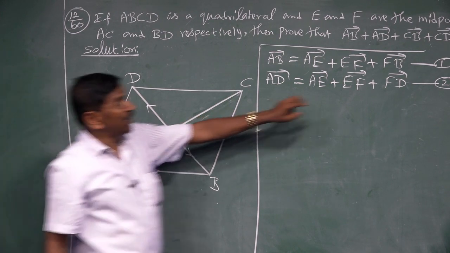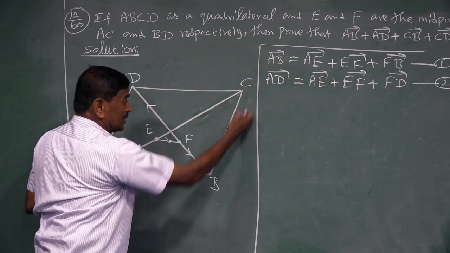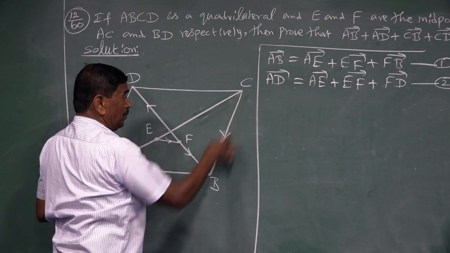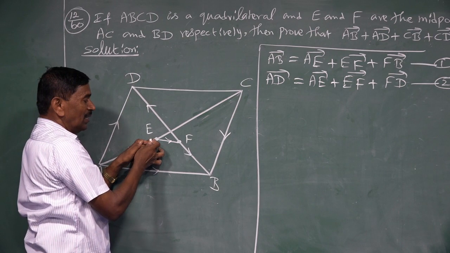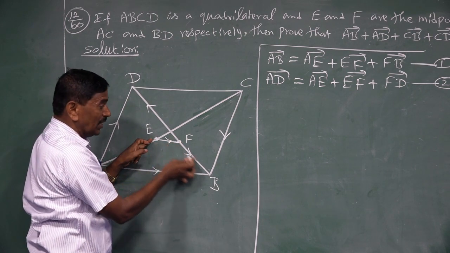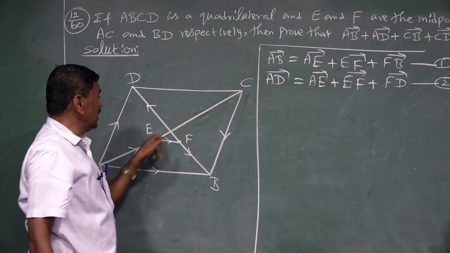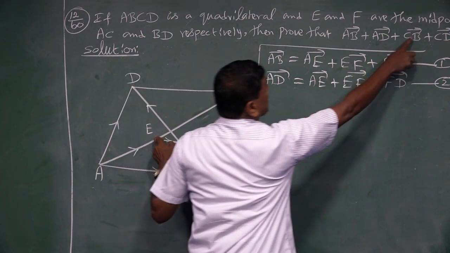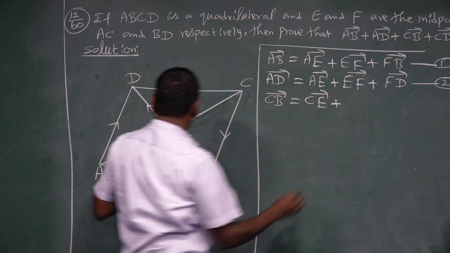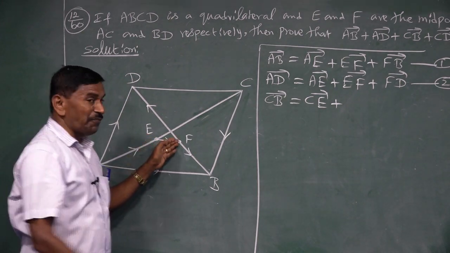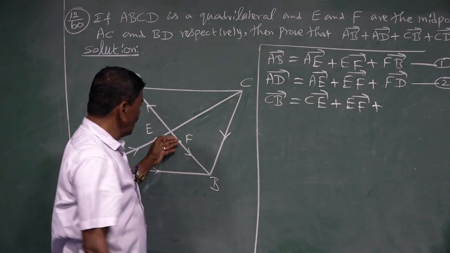Okay, now come to the third term, CB vector. Where is the CB vector? Yes, listen, CB vector is equal to CE vector plus EF vector plus FB vector. Very good. Listen, CB vector is equal to CE vector plus EF vector plus FB vector.